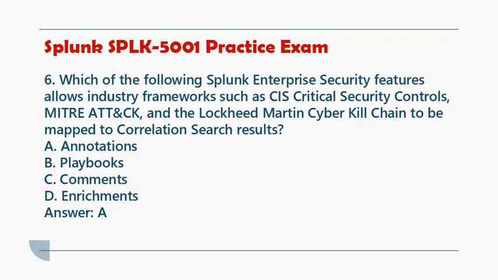6. Which of the following Splunk Enterprise Security features allows industry frameworks such as CIS Critical Security Controls, MITRE ATT&CK, and the Lockheed Martin Cyber Kill Chain to be mapped to correlation search results? A. Annotations. B. Playbooks. C. Comments. D. Enrichments. Answer: A.